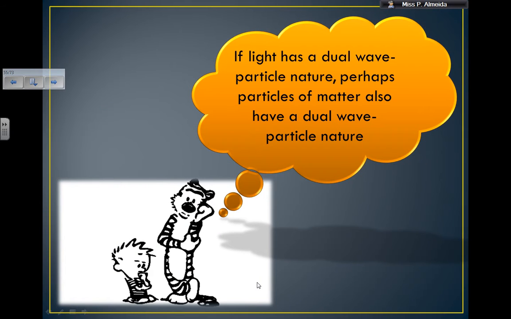So, if light has a dual wave particle nature, maybe other particles of matter also have a dual wave particle nature. So why would it just be light? So really the first step here to understand this, and I believe this one was Einstein, was, well, if light behaves this way, do other particles behave this way? So let's check.